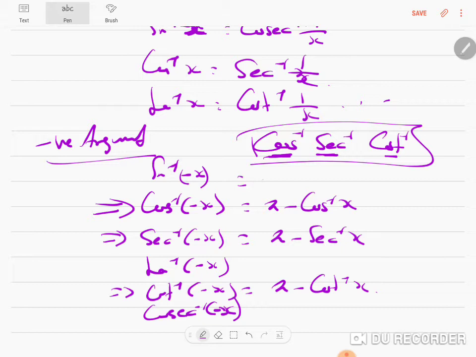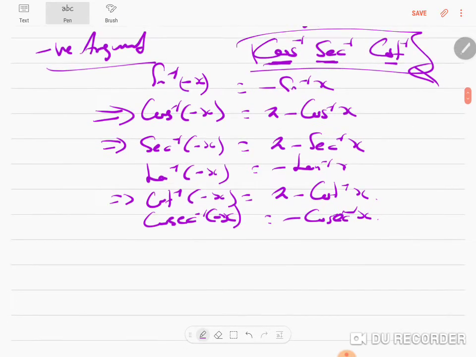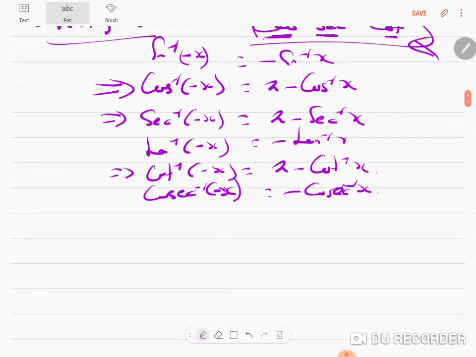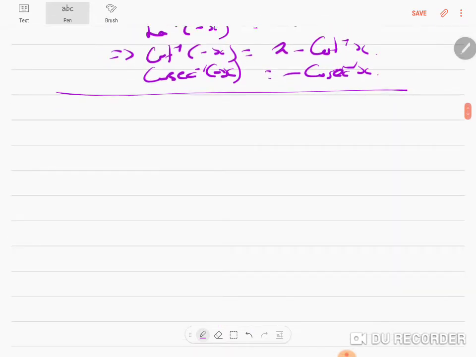For the others, you can just simply take the negative sign out. Minus tan inverse of x, minus cosecant inverse of x. Understand? So this music is very important. Negative argument: only for cos, secant and cot inverse do you write pi minus. Others, you can take the negative sign out. The next thing is reciprocal functions, as I have said. Now formulas.